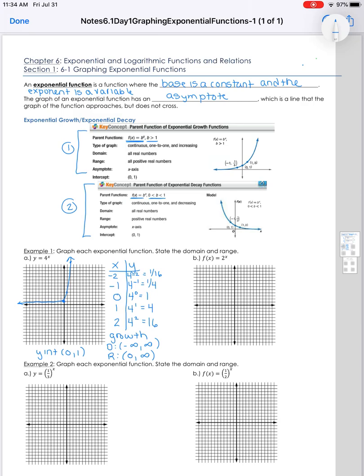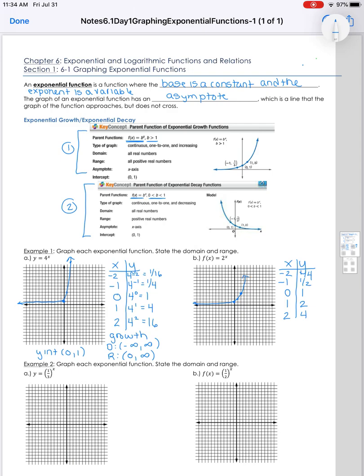So B is the same thing. So I'm going to, again, make a chart. Since it's the same type of thing, I'm going to start with the same thing. So 0 is going to get me 1. Negative 1 will get me 1/2. Negative 2 will get me 1/4. Positive 1 will get me 2. Positive 2 will get me 4. So I have my points here.